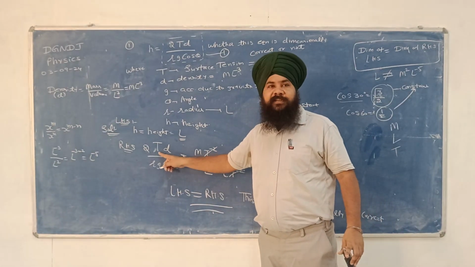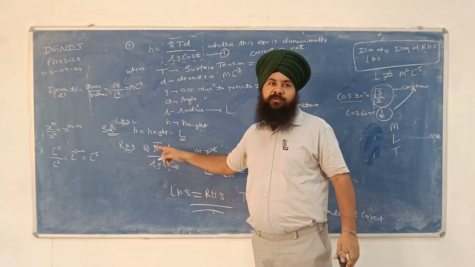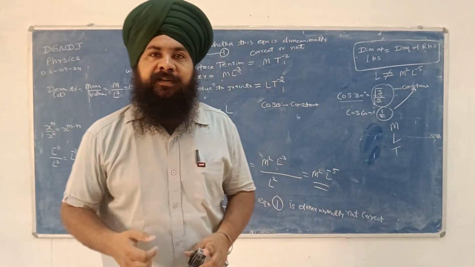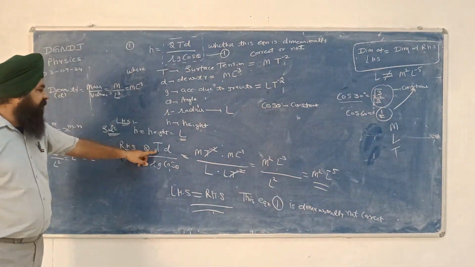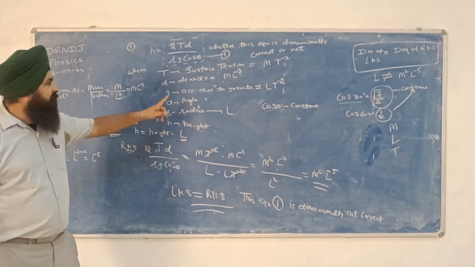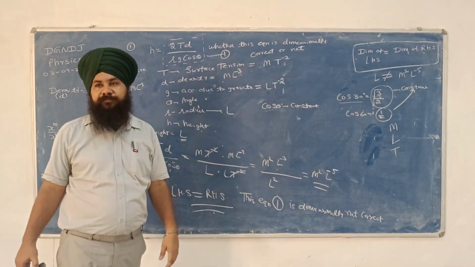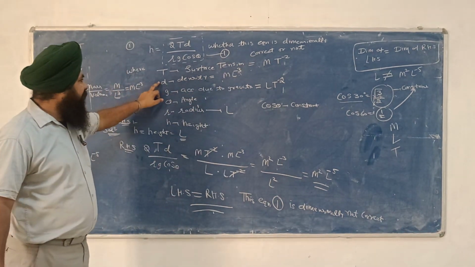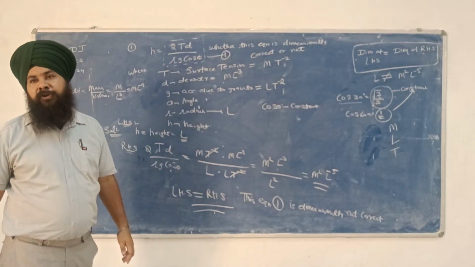T is surface tension. I think you haven't attended my last lecture. Okay. So please go to the last lecture. T, surface tension, and the dimensional formula of surface tension is MT minus 2. Okay. Similarly, density is equal to mass per volume.